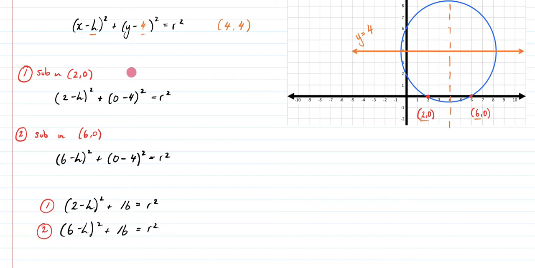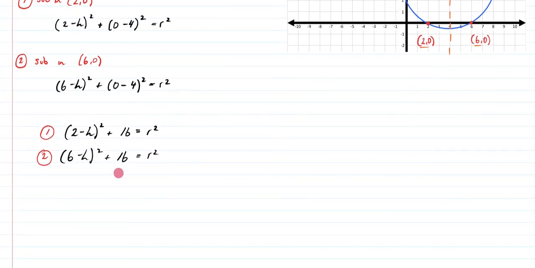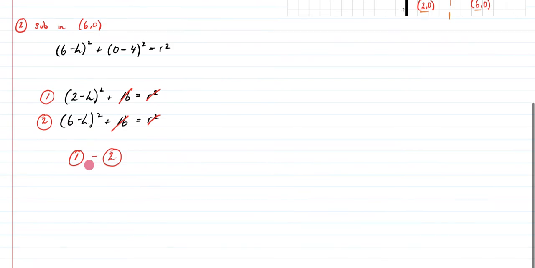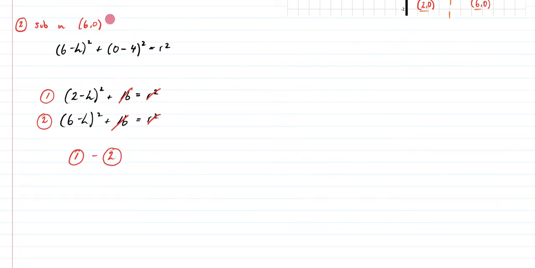Now what I'm going to do is solve it. I'm going to go 1 minus 2. And if I go 1 minus 2, these 16s are going to go away because they're just going to minus from one another. And these r squares are going to minus from one another. And then I'm going to end up with this minus this. So 1 minus 2 is going to look like this.